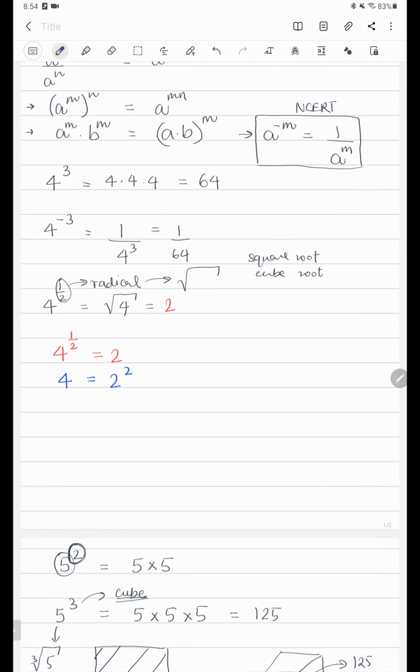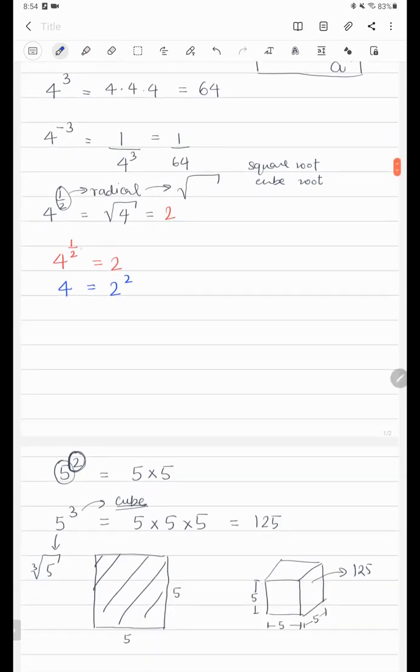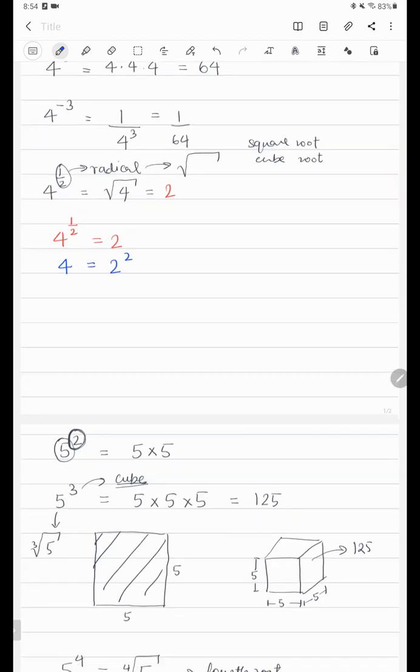Yes, ma'am. Is this true? Yeah. So do you see what's happening? 4 to the power 1 by 2 is 2. And then we're also saying that 4 is equal to 2 squared. Now this pattern will become clearer to you when we see more examples.